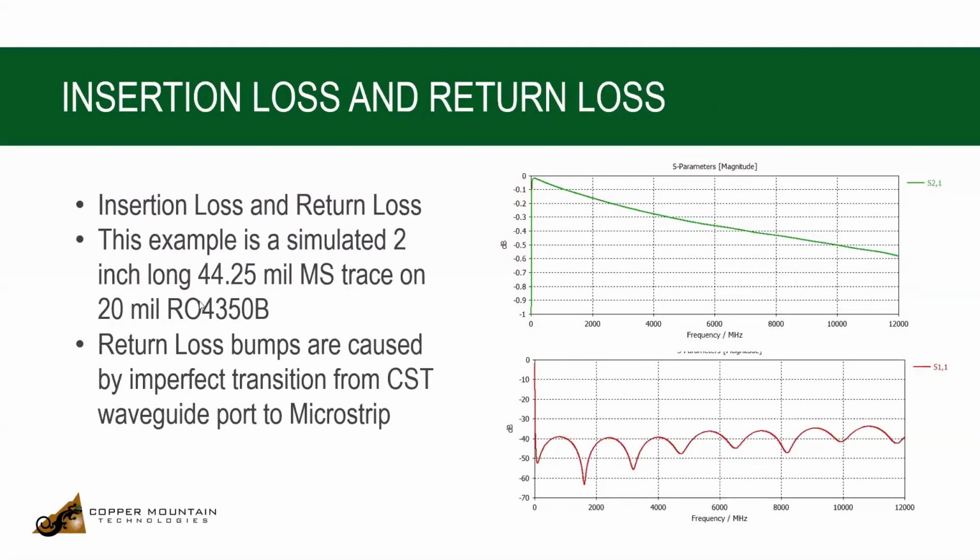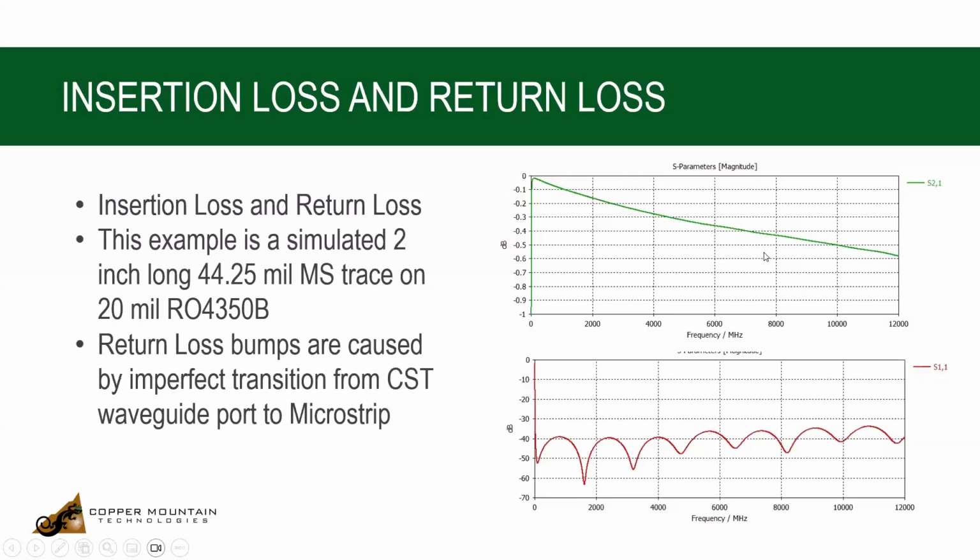So here's an example of a simulation where I have a 2-inch long 44.25 mil microstrip trace on 20 mil Rogers 4350 material. The 4350 material is quite good. It has, I think, a loss tangent of 0.002 or 3 or something like that. So the loss is quite small. And you can see that at 12 gigs, it's only, is it, 0.6 of a dB. So the loss looks good.